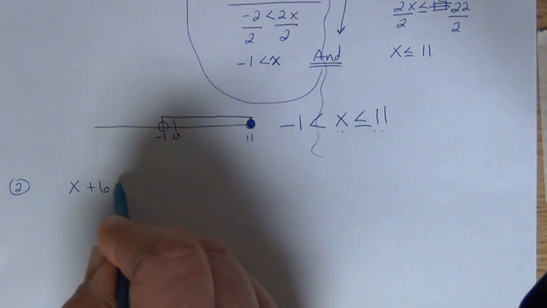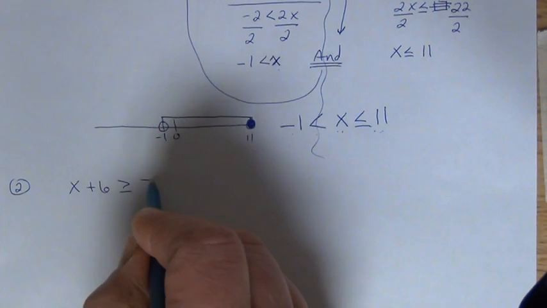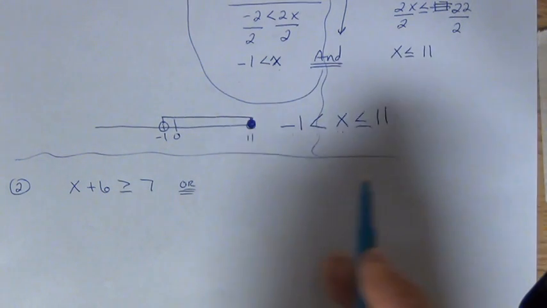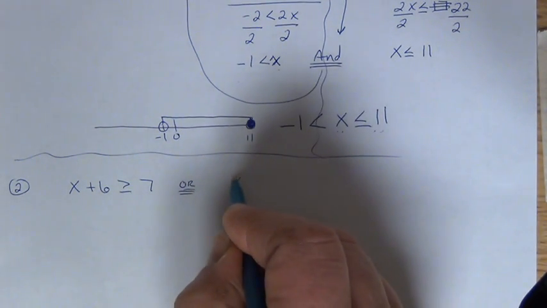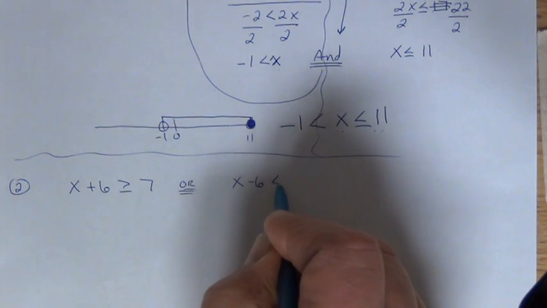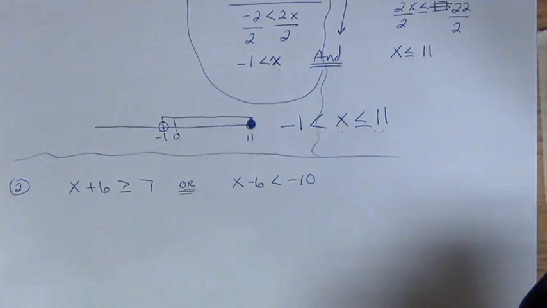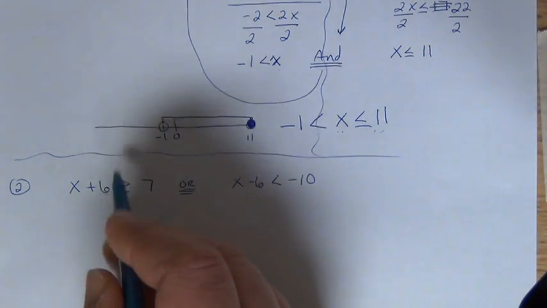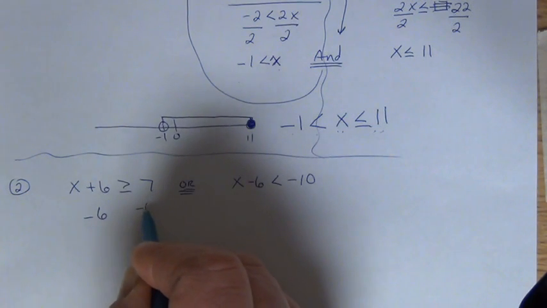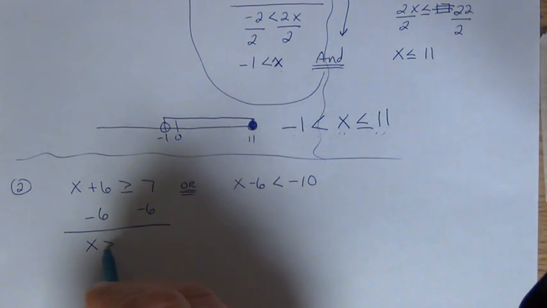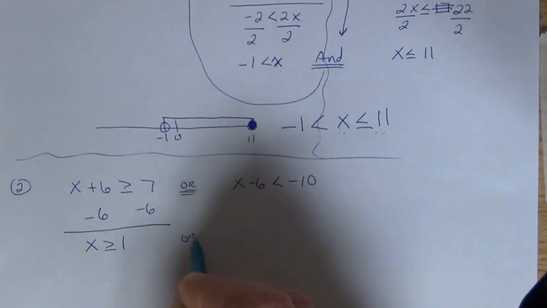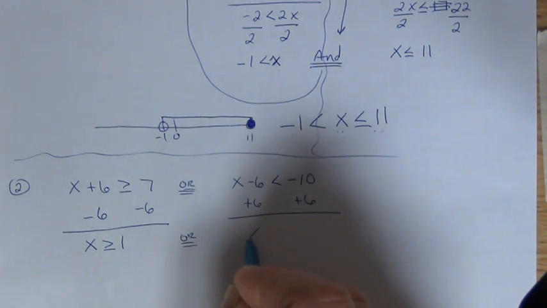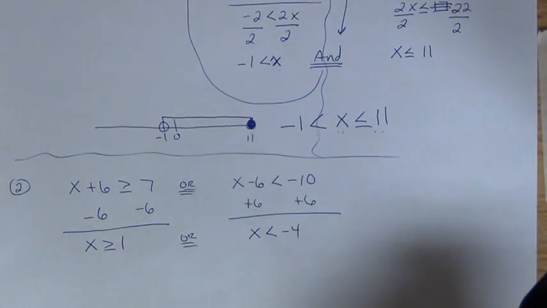Now, the second kind of compound inequality is something like this. X plus 6 is greater than or equal to 7, or, that's our second kind of compound inequality, or x minus 6 is less than negative 10. And since this is an or, I'm just going to solve them independently of each other, much like I did the AND. Subtract 6, subtract 6, x is greater than or equal to 1, or add 6, x is less than negative 4.